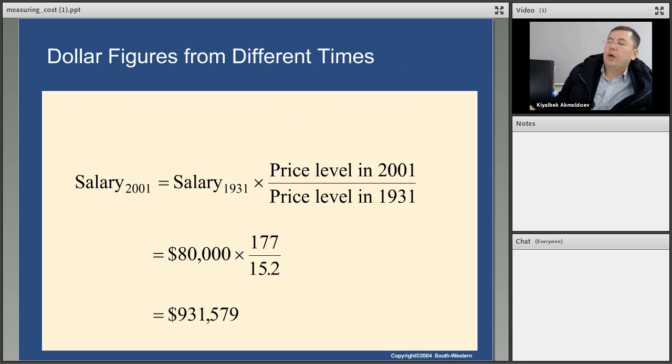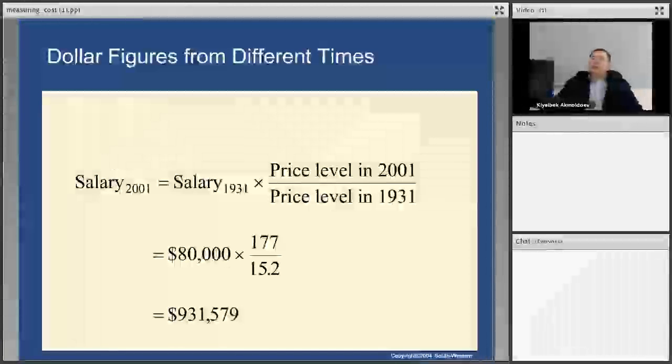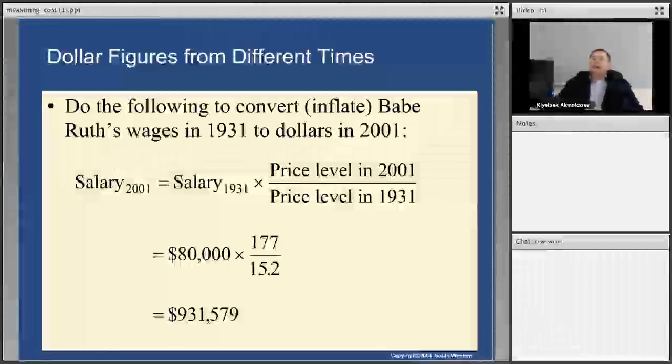So I want to know how much the salary in 2031 equals to the salary in 2001, for example. How do you find it? The salary at that year is multiplied by the price level in the current year, divided by the price level in the base year. So we see in here, 80,000 at that year today equals $931,579. This is how we call correcting.